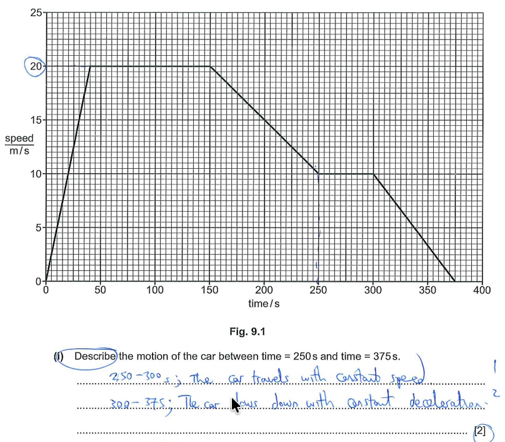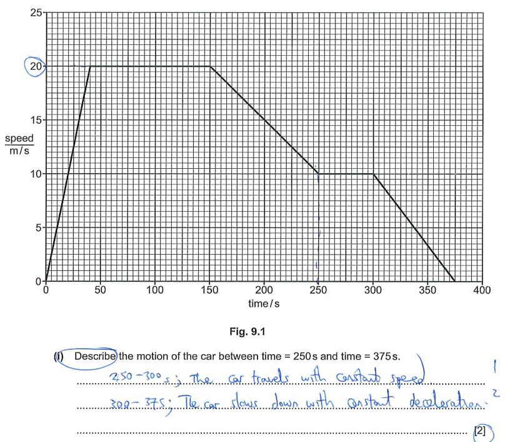Describe the motion of the car between 250 seconds and 375. I've circled the word describe because it's a command term here, and I know that students struggle with this question. Why? It's not a particularly difficult one. It's the fact that you have to describe and not explain. Students are really good. They love explaining things. They love telling us that the car has got a thrust or it's using chemical energy from its engine, et cetera, et cetera. We are not interested in that. We want to describe it.